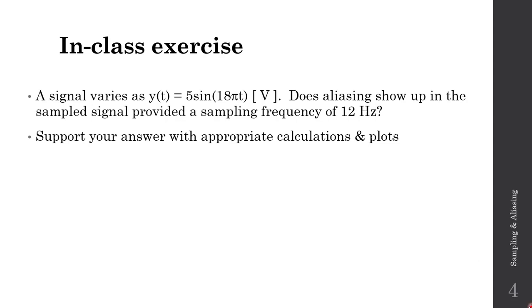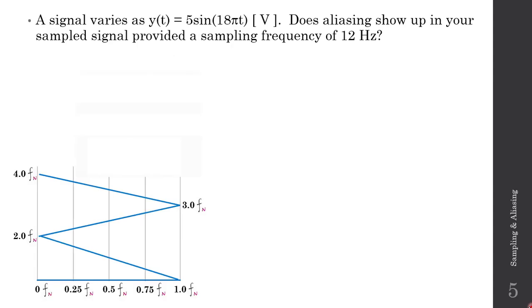Okay, let's take a look at the solution to this in-class exercise together. So we have an input analog signal described as 5 times sine of 18 pi t. So the first question we should ask ourselves is, well, what is the frequency of that input analog signal? And that's described by 18 pi t, right? So 18 pi will be equal to 2 pi f. As a result, the analog input signal has a frequency of 9 Hertz. We're sampling this input analog signal with our ADC at a sampling frequency of 12 Hertz. So as a result, our Nyquist frequency is going to be 12 over 2 or 6 Hertz.